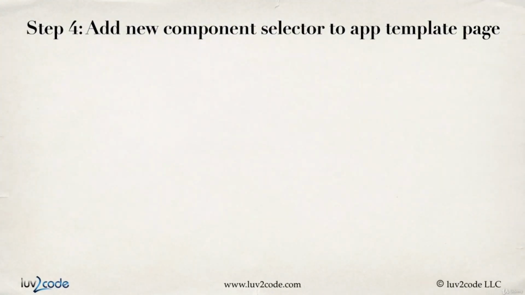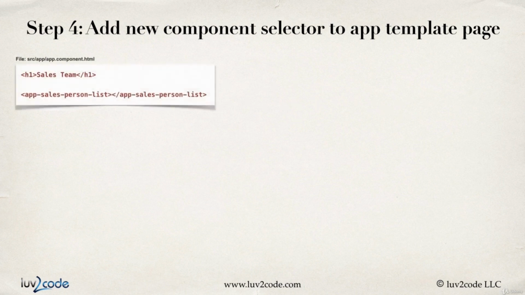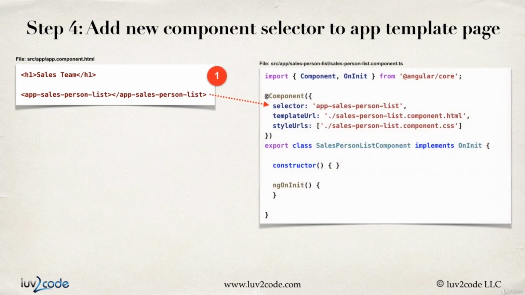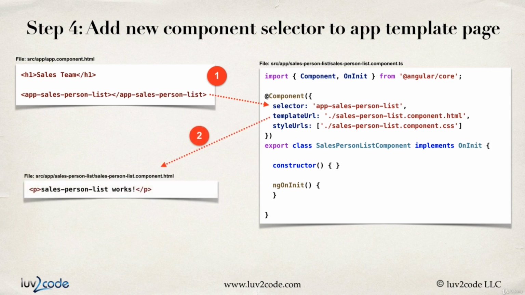Now looking at step 4 of adding the new component selector to the app template page. In our app.component.html, we'll add a new reference here for app-salesperson-list. This is the actual name of the selector from that new component that we just created. And we can verify that by looking at the @Component definition here, selector app-salesperson-list. So that's the actual custom tag that we'll use for this given component here. And templateUrl is the location of our actual component HTML file.